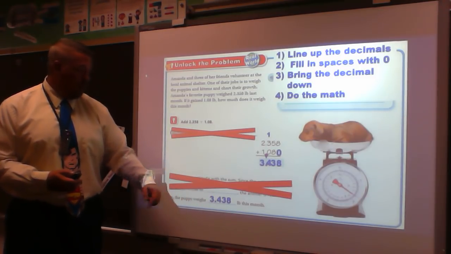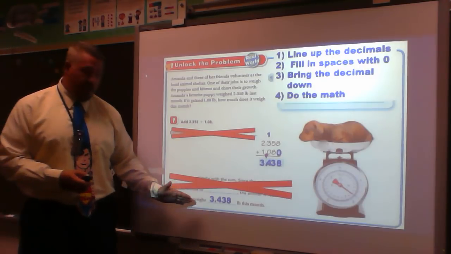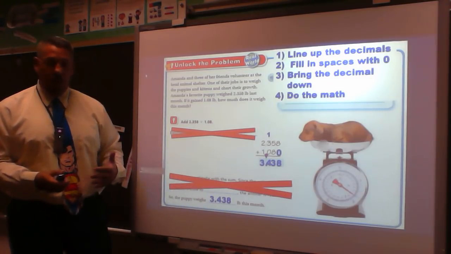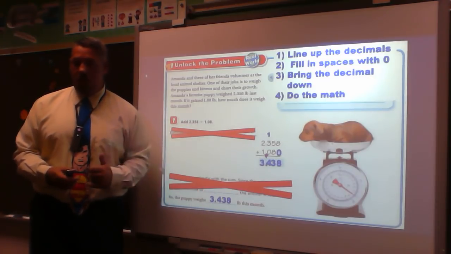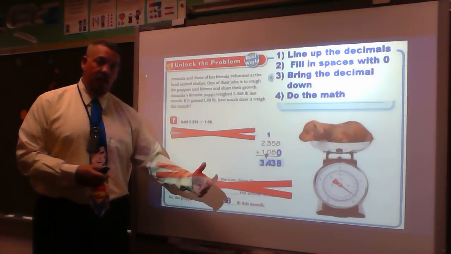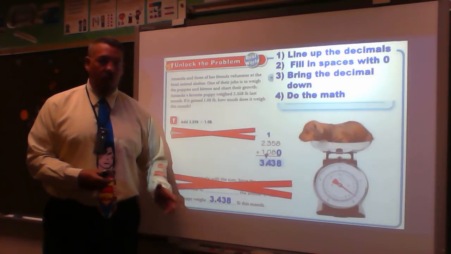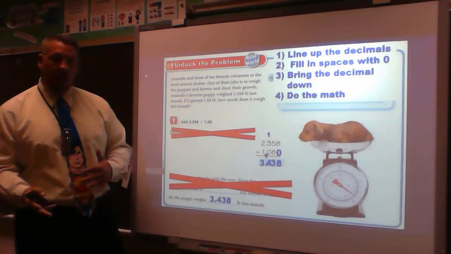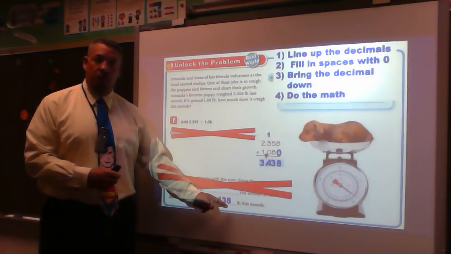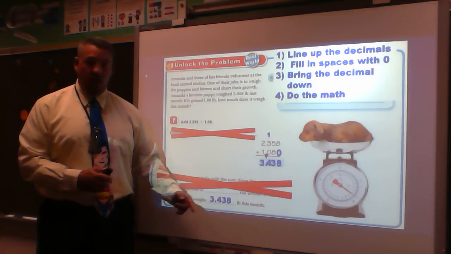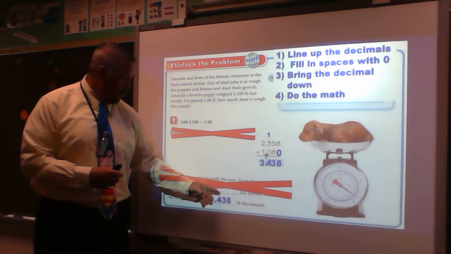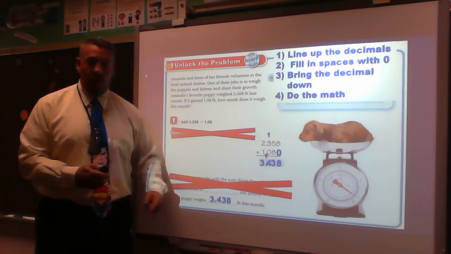3.438 pounds this month. Now if I say that number correctly, that's 3 and 438 thousandths. So when I say a decimal, I always say the number the way it looks. But then the name of it is always the last place value that the digit is in. And this is 438 thousandths, because I have my tenths, my hundredths, and then my thousandths.